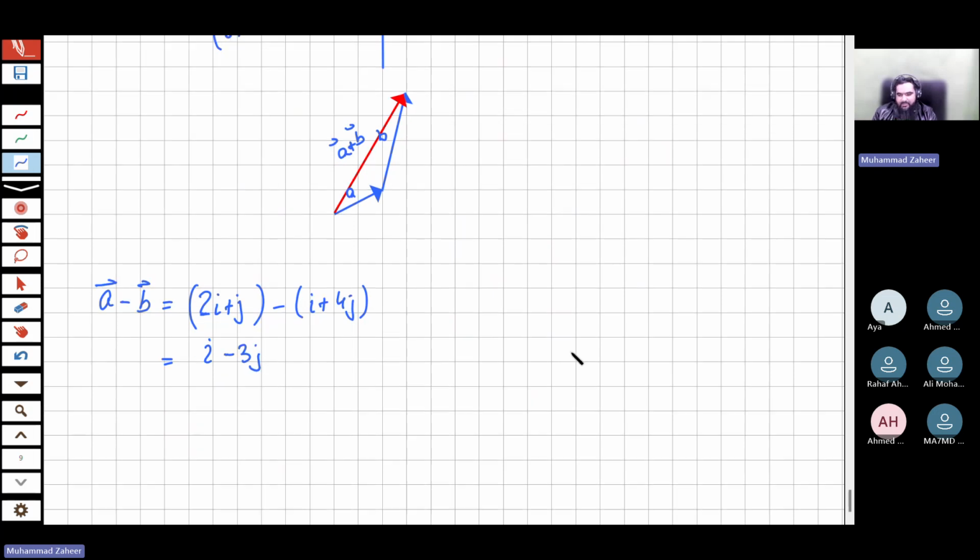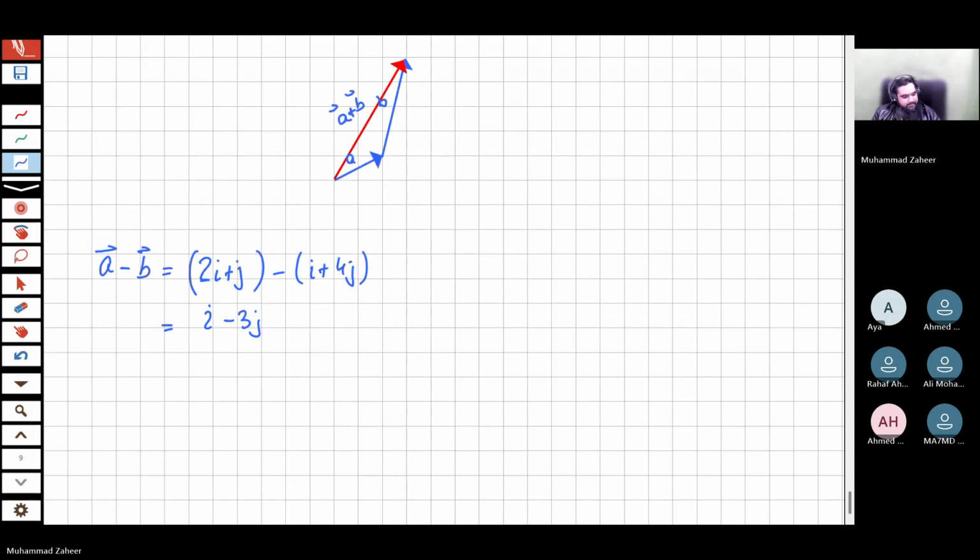If you want to show it in the diagram form, look at here, this is the vector A, and this is the vector B. But we need it in the opposite direction because it is negative B. So I just make it negative this way.